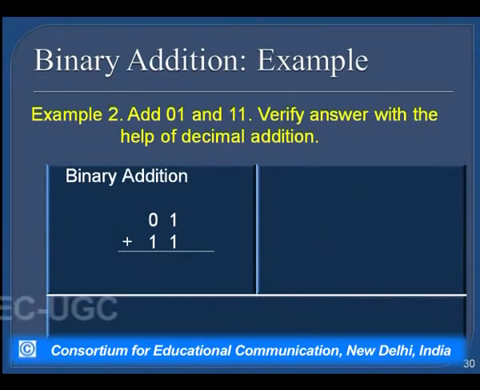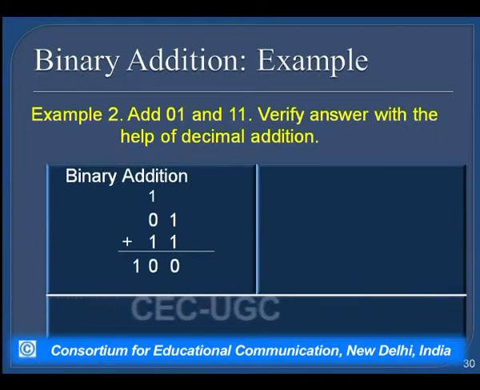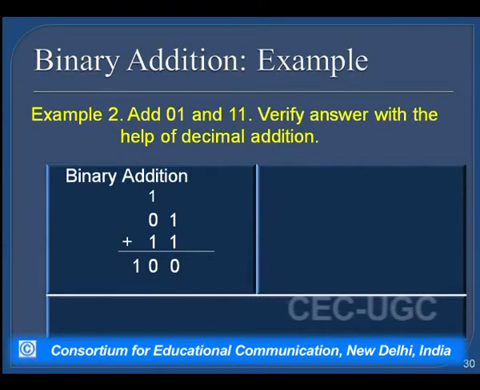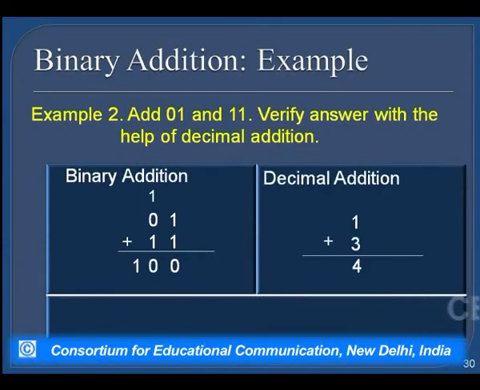Now let's take another example. Here what we see is we have 1 and 1. From the binary addition rules, 1 and 1 has sum 0 and carry 1. And now when we add the next column, we have 1 0 1, so the sum is again 0 and then we have a carry 1. So the answer is 1 0 0, and that makes 4. If we do the decimal addition corresponding to this, we see we are adding 1 and 3 and the result is 4. So the two are equivalent.